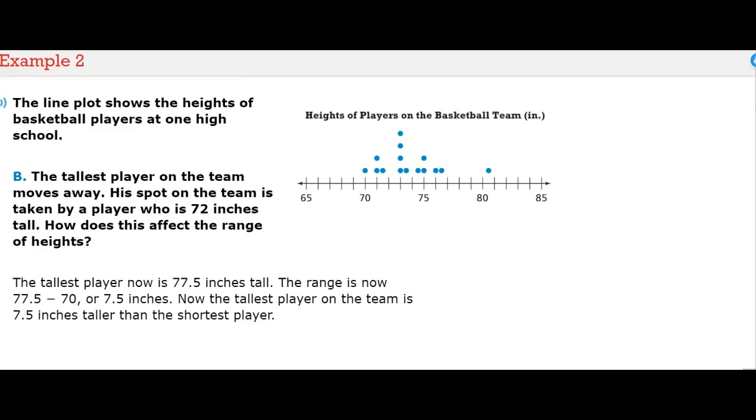With the tallest player leaving, the range is taking the greatest and subtracting the least. So now the greatest is 77 and 5/10 inches tall. So now you subtract 70 from that, and that equals 7 and 5/10 inches. So now the tallest player on the team is 7 and 5/10 inches taller than the shortest player.